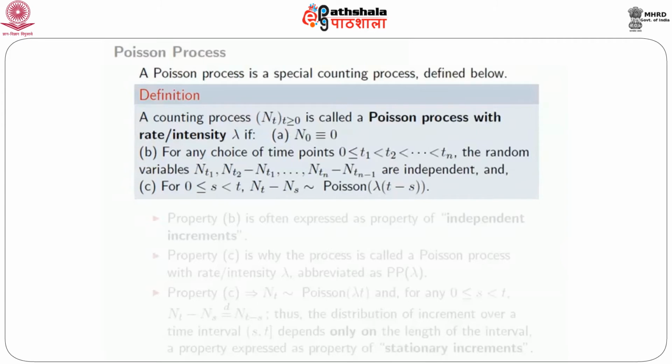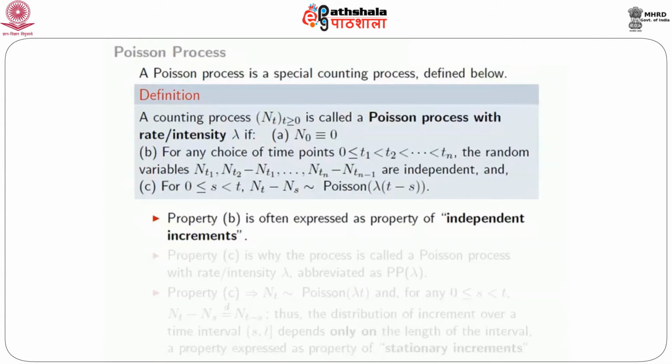So property B is often expressed as the property of independent increments. That's clear. We are saying that if you fix a finite set of time points and look at the increments over those time points, then they are independent. Property C is why the process is called a Poisson process, because the distribution of N_t minus N_s is Poisson, and since the lambda parameter is coming there also, this is why the process is called a Poisson process with rate or intensity lambda. We are going to frequently abbreviate it as PP(lambda), which would stand for a Poisson process with rate or intensity lambda.